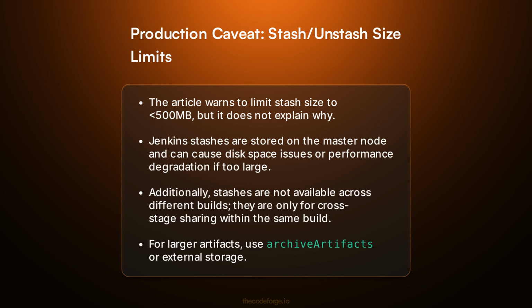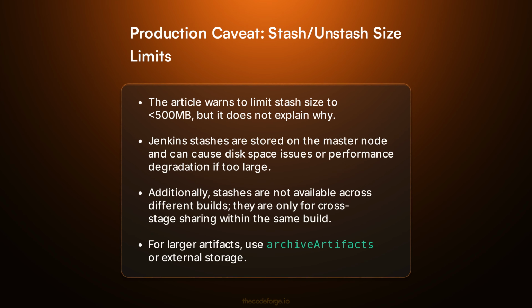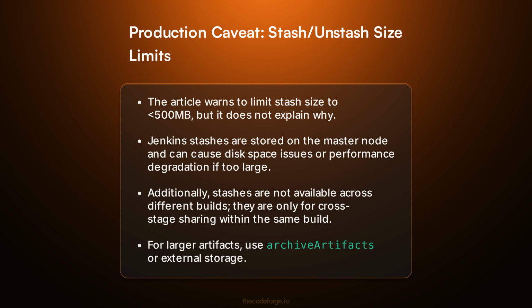The article warns to limit stash size to 500 MB, but it does not explain why. Jenkins stashes are stored on the master node and can cause disk space issues or performance degradation if too large. Additionally, stashes are not available across different builds. They are only for cross-stage sharing within the same build. For larger artifacts, use archiveArtifacts or external storage.